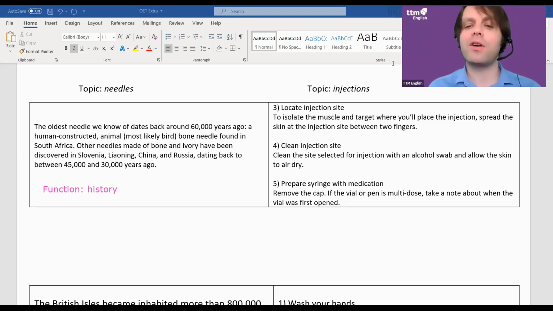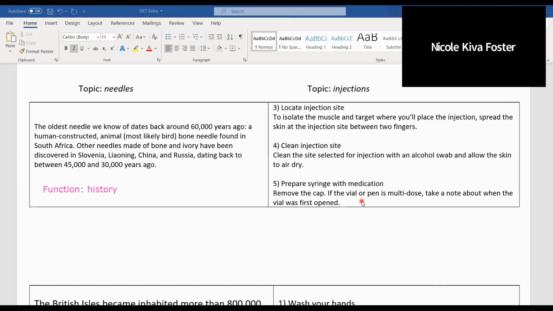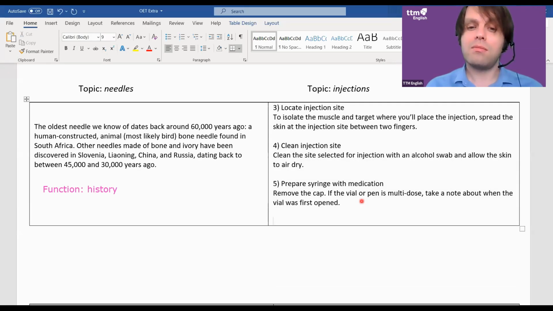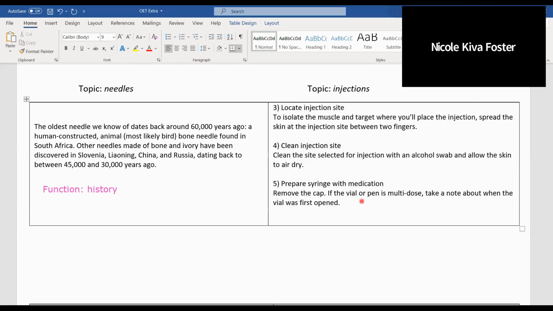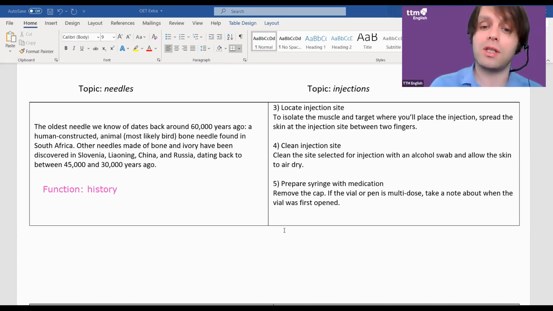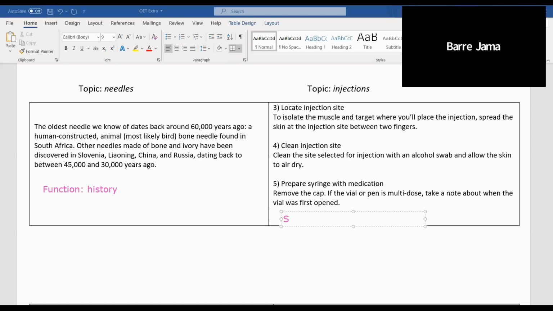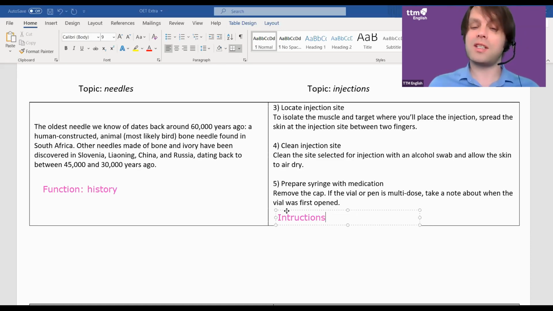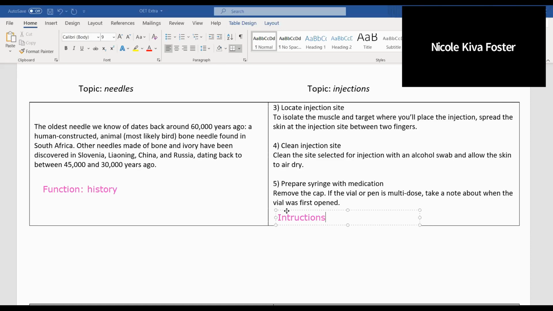Anyway, what about the function of this one? The next one. It's how to give an injection. I like that. It is kind of like a how-to, step by step. I'm going to go for something like step by step or instructions. Yeah, I think that's instructions. We're going to talk in more detail about this because when it comes to instructions, it seems like there are different types of instructions, right?